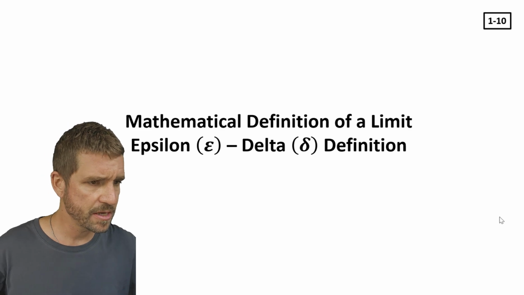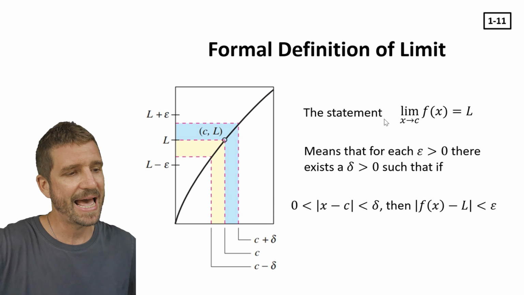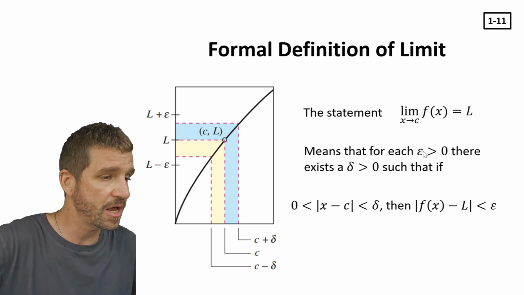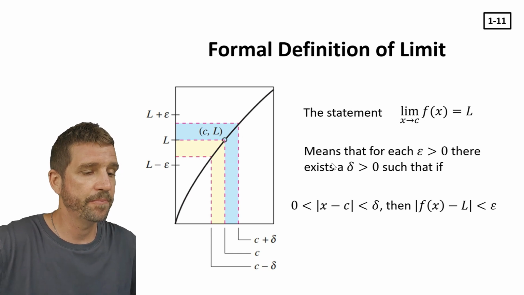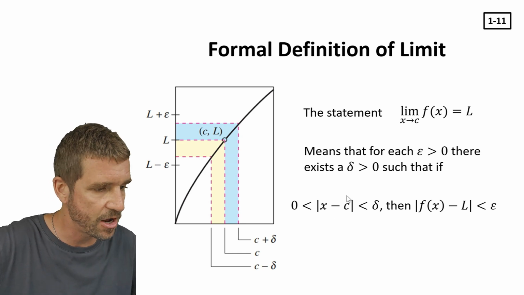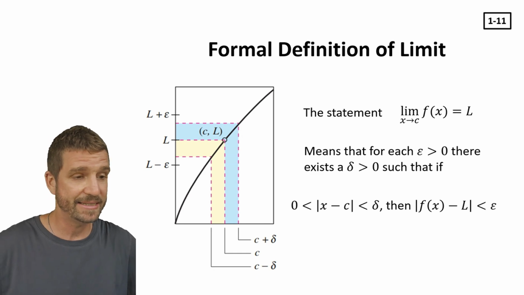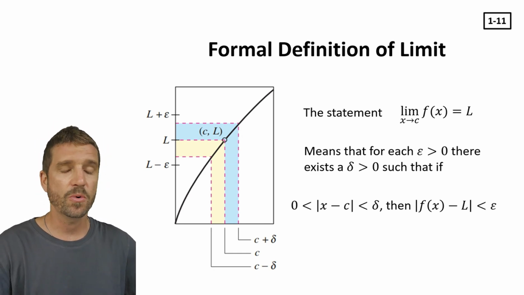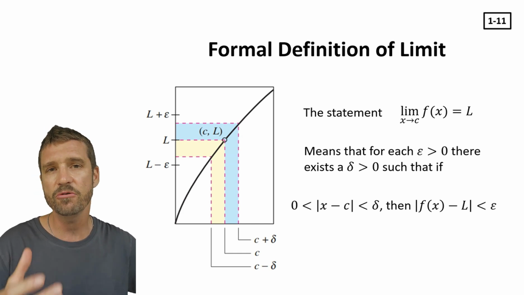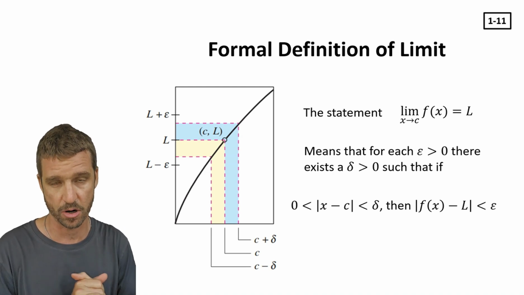So the formal definition of the limit is as follows. The statement the limit as x approaches c of f of x equals L means that for each epsilon greater than 0, there exists a delta greater than 0, such that if this first statement is true, then this second statement will be true. Now, right now, this is a little bit complicated to just explain to you. So what I'm gonna do is explain an analogy that's a little bit easier to understand, and then I'll come back to this definition and explain all of the parts.